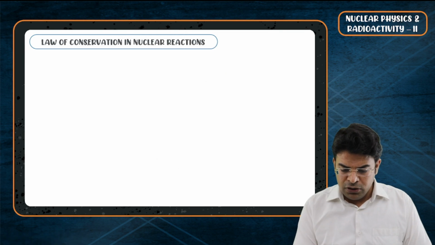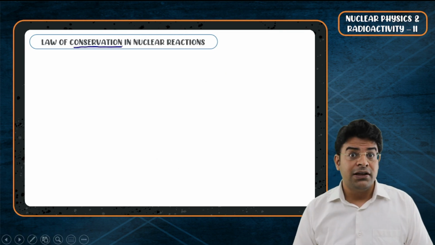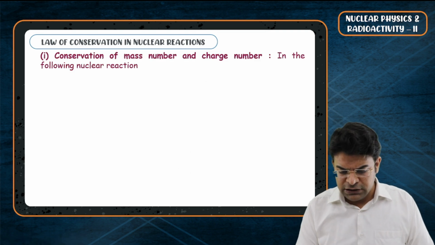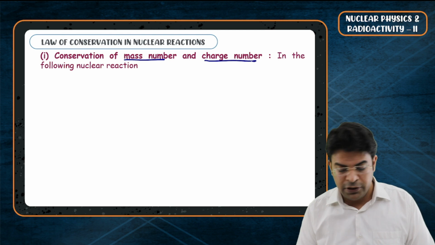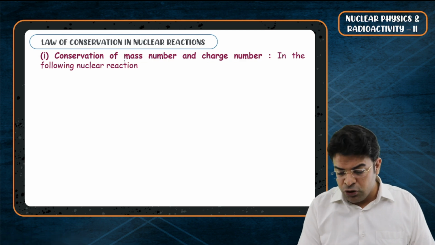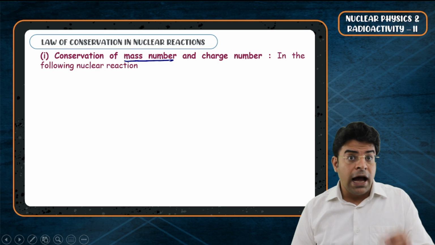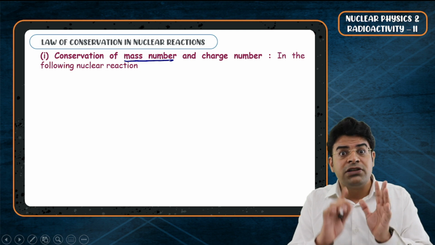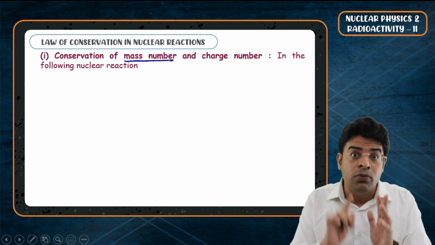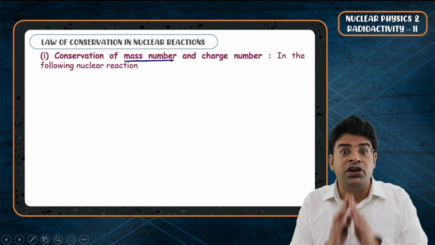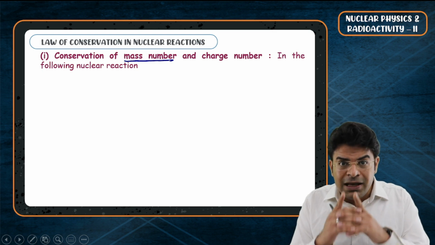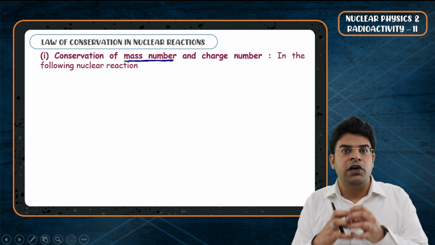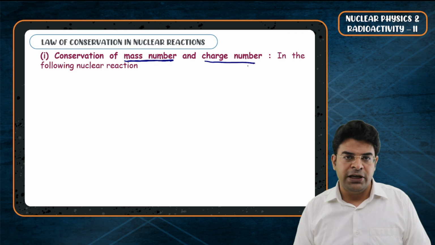Now let's talk about the type of conservation principles that can be used in nuclear reactions. The first type we are going to talk about is conservation of mass number and charge number. First of all, observe that I am talking about mass number. I am not saying mass. In a nuclear reaction, mass is not conserved. Mass converts into energy, energy converts into mass. We have learned Einstein's mass energy equivalence equation. What remains conserved is the mass number, that is, the total number of nucleons. And definitely the charge remains conserved.